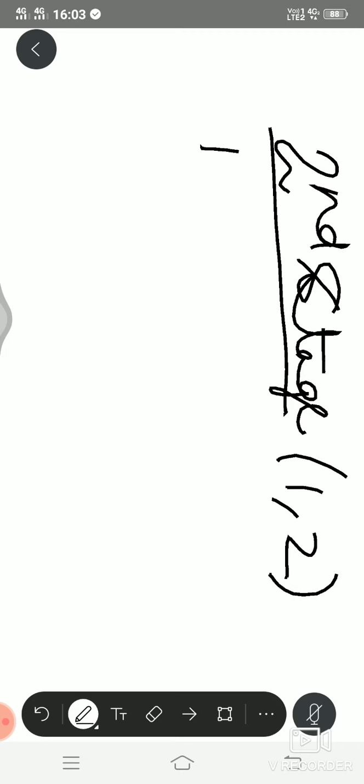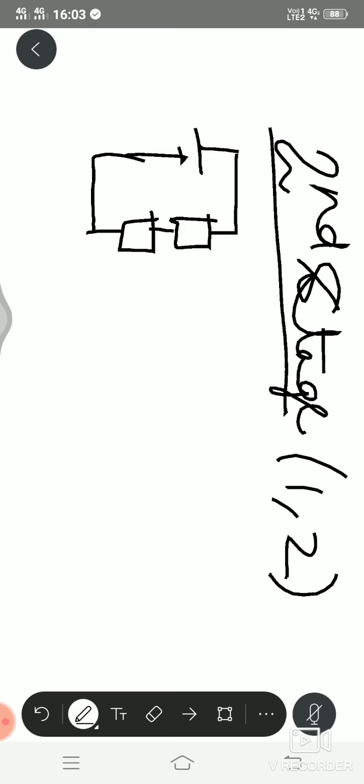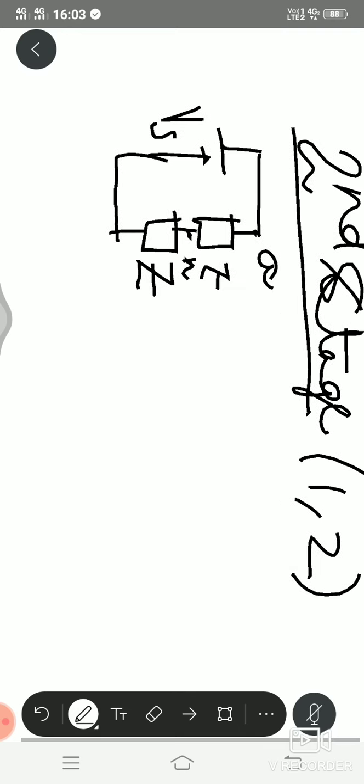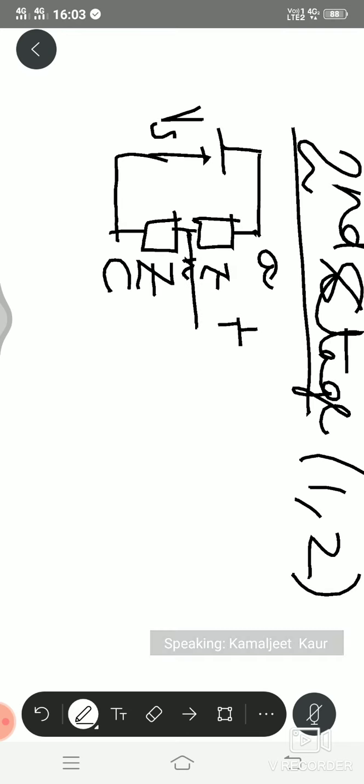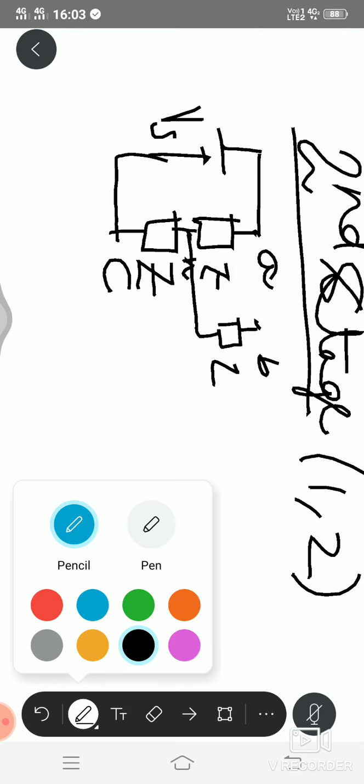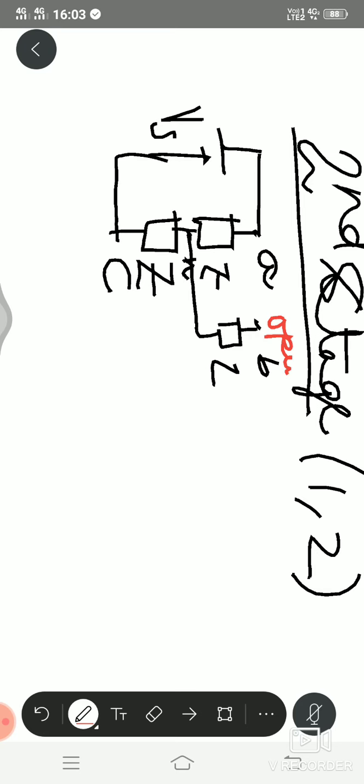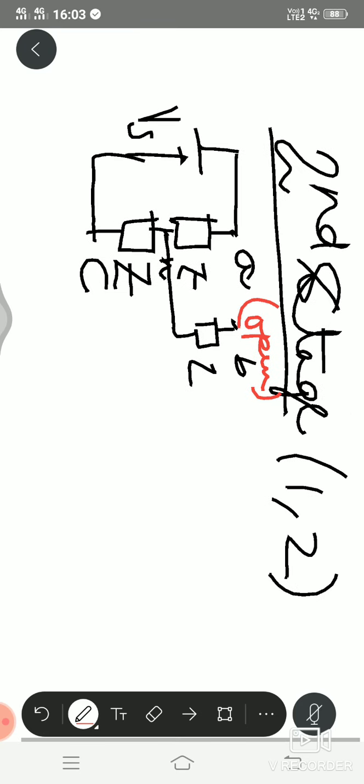So let us draw the equivalent circuit. These are impedances. This is the neutral point, this is A phase, and this is C phase. And what about your B phase? B phase is kept open. B phase is open. So VBN will be equal to 0. So this is our circuit.